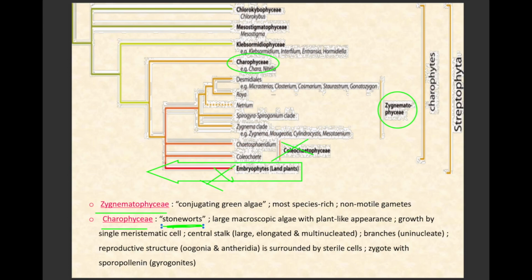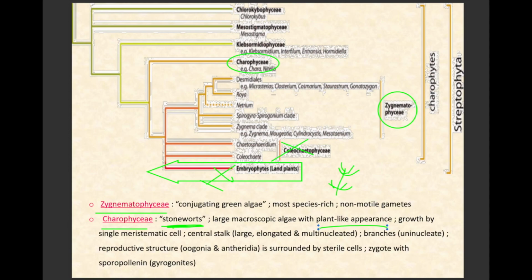These are large macroscopic algae with plant-like appearance. So ganito yung mga itsura talaga. Ganyan-ganyan itsura ng mga charophytes natin. Ito yung makikita nyong pinag-aaralan na first dapat sa Botany 119 nyo. Siguro sa Botany 109 nyo din. But that's your Stoneworts.